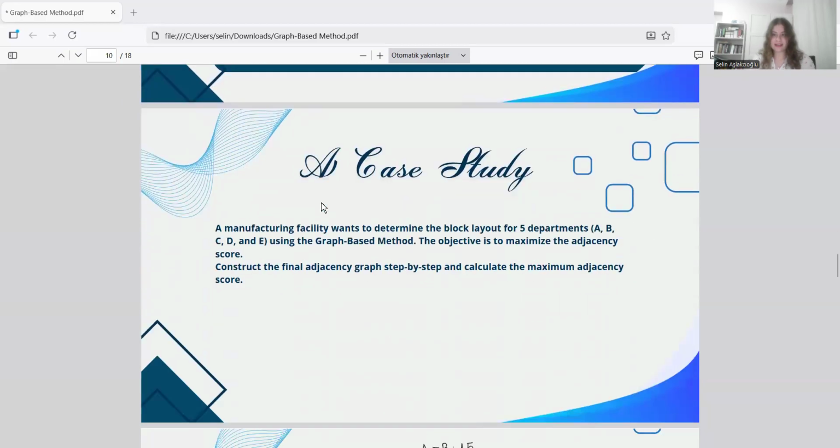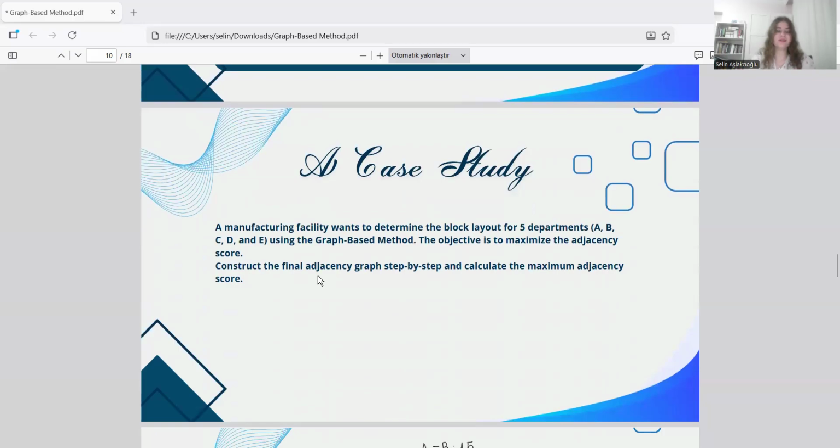We have a little case study here. A manufacturing facility wants to determine the block layout for 5 departments, A, B, C, D, and E, using the graph-based method. The objective is to maximize the adjacency score. We are going to construct the final adjacency graph step by step and calculate the maximum adjacency score.